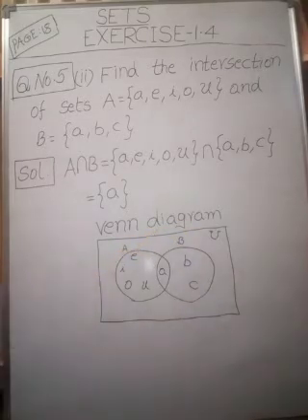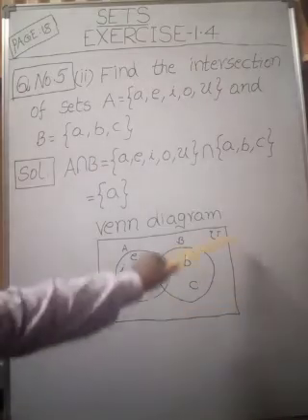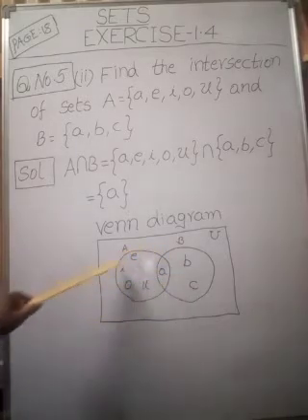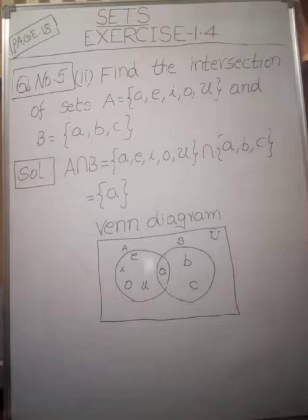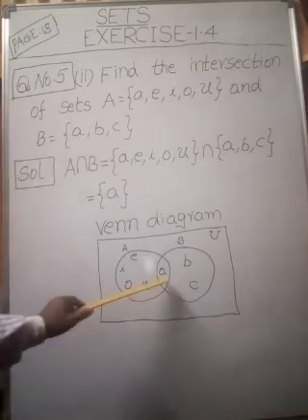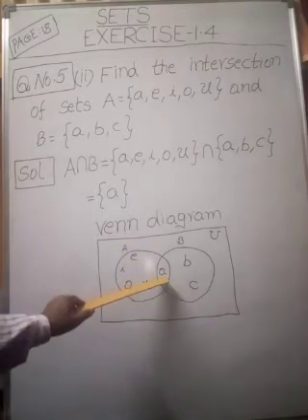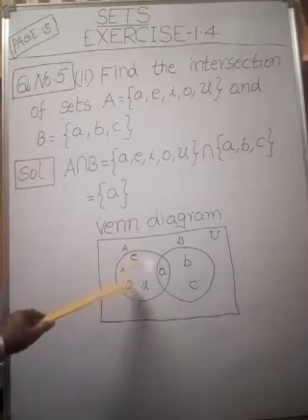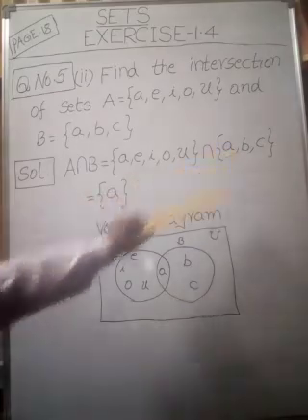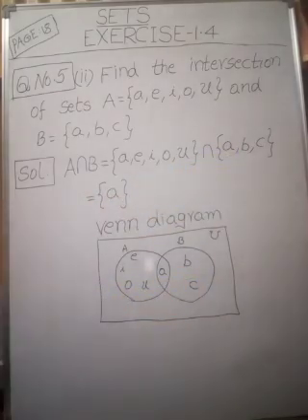Venn diagram. See here, universal set, a rectangle. Generally we use a rectangle to denote the universal set, and subsets are generally denoted by circles. We use circles to denote subsets of the universal set. So A and B are two sets and a is common. Here in the common part I wrote a, and the remaining elements in set A, e, i, o, u, I wrote here, and the remaining elements b, c I wrote here. Understood this Venn diagram, my dear children?